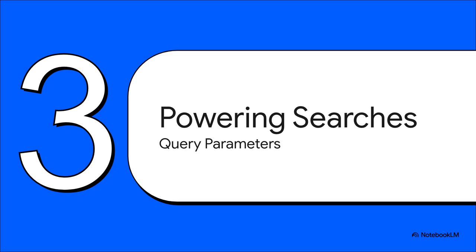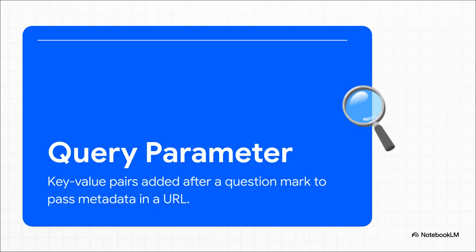Section 3. Powering searches. Query parameters. Okay, so how do we send extra instructions to a server without breaking that clean, readable structure we just talked about? The answer is query parameters. These are key value pairs added to the very end of a route, right after a question mark. You can see it here. /api/search?query=some value.